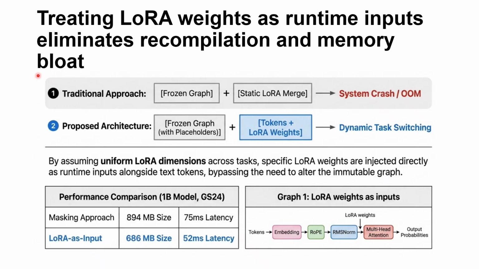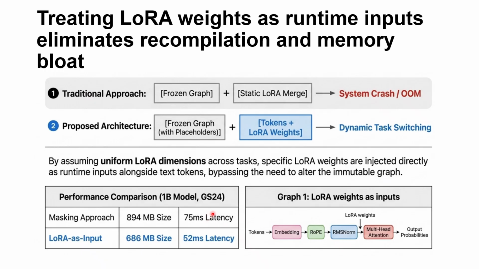To solve the LoRA flexibility issue, we reimagine how LoRAs can be handled. Traditional static merging of LoRAs leads to system crashes and out-of-memory errors when scaling to multiple use cases. So we propose LoRA weights as runtime inputs along with the text tokens, which I mentioned in the previous slides. By using placeholders in a single frozen graph, we enable dynamic task switching between summarization and smart reply use cases without any latency penalty of graph recompilation.